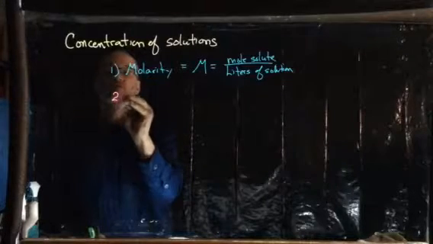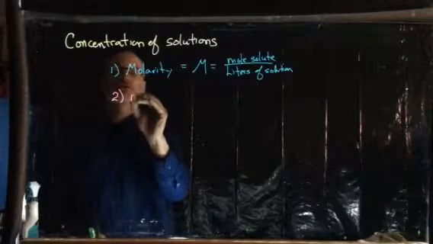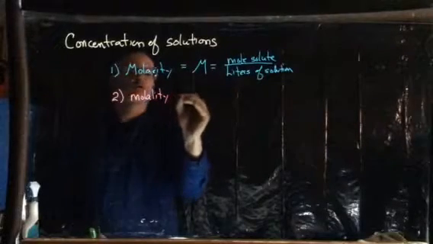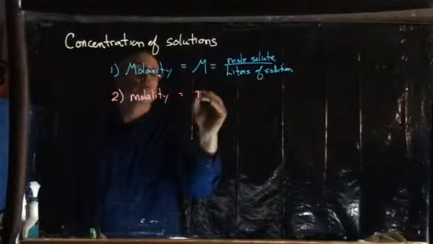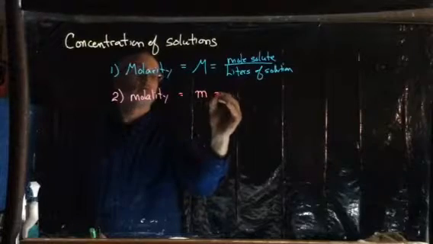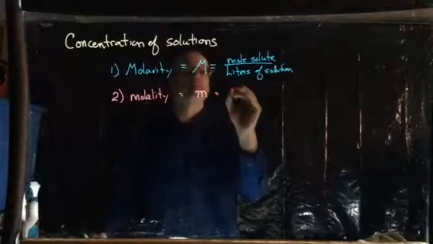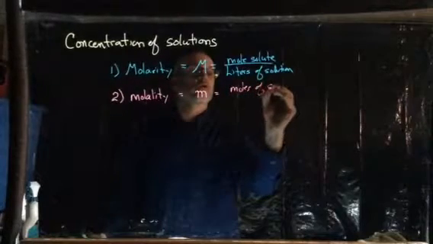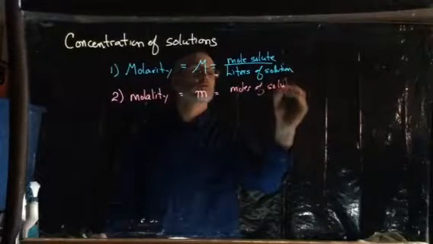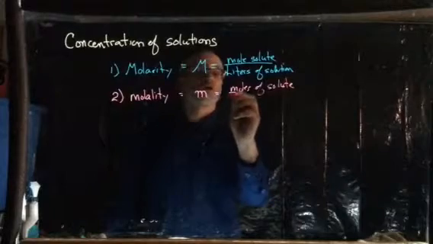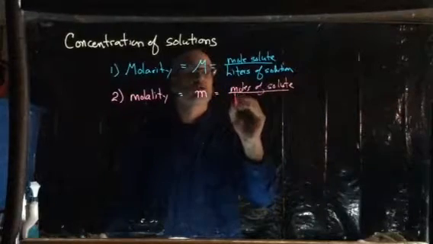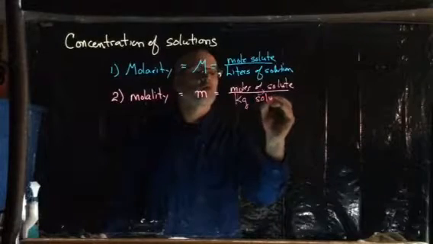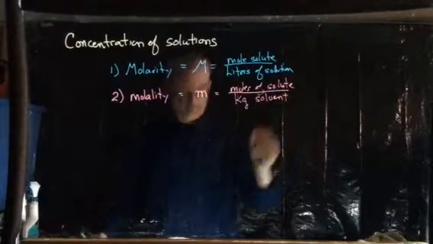Another method of expressing concentration is molality. It is given a symbol little m. It is moles of solute over kilograms, this is the oddball one, solvent.